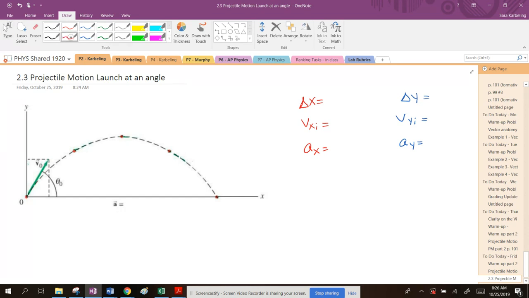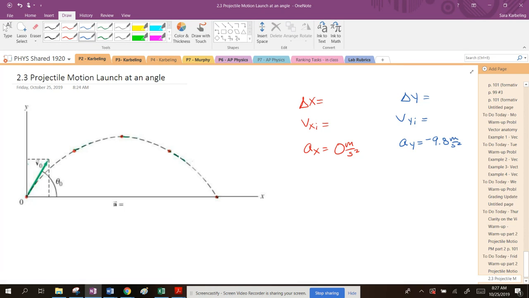So some of our givens are exactly the same as they were. In fact, the acceleration in the x direction is still going to be 0. Again, we're ignoring air resistance. We're making sure that there isn't a little jetpack on that object that's being projected. And the acceleration in the y direction is still going to be negative 9.8 meters per second squared. So those two always stay the same, for both types of projectile motion.